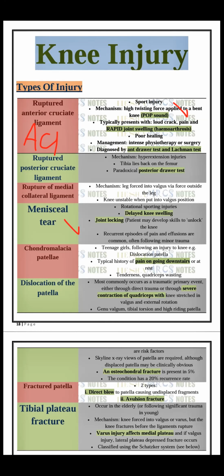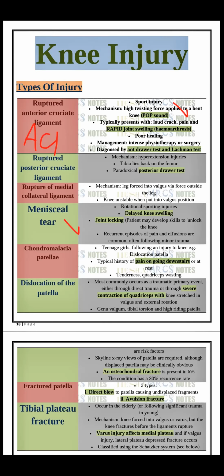Diagnosing the ACL, anterior cruciate ligament, is by 2 important tests. Keep their names only, but they are done in the Part B OSCE clinical examination station. In knee examination, you will do the anterior drawer test and the Lachman test. Both are very important for diagnosing ACL rupture.